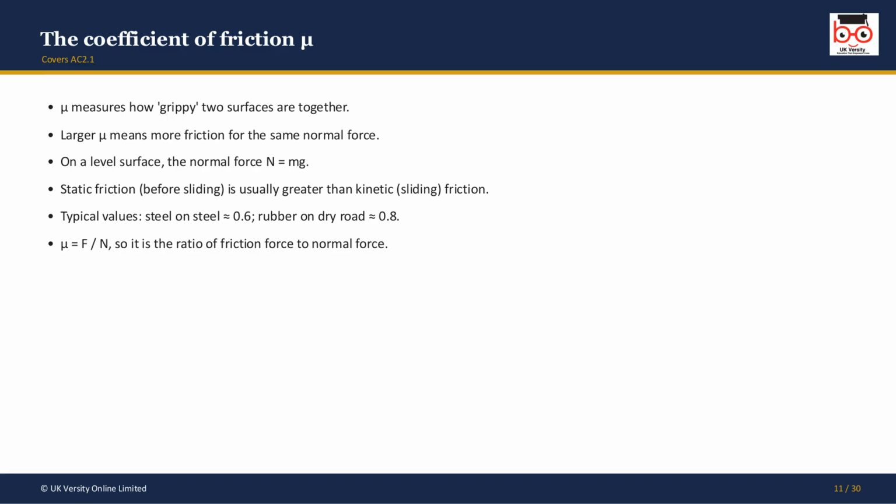On a level surface, the normal force is simply the weight, mass times g. It's also worth knowing that static friction, before anything slides, is usually a bit greater than kinetic friction once it's moving. As a feel for the numbers, steel on steel is around 0.6, and rubber on a dry road about 0.8. And since mu is friction force over normal force, it's really just a ratio.